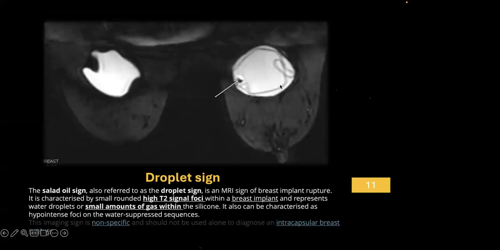So now here we can see the linguine sign as well as there is a T2 hyperintensity with some hypointensity. So it is basically fluid with air foci within, and this is known as the droplet sign. Okay, so it is also a consequence of intracapsular rupture, because of the fluid and gas within.